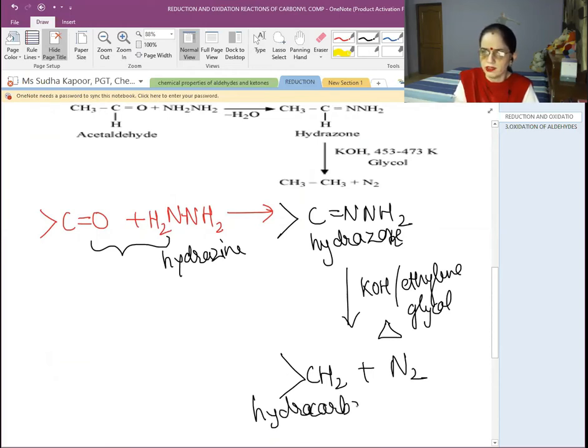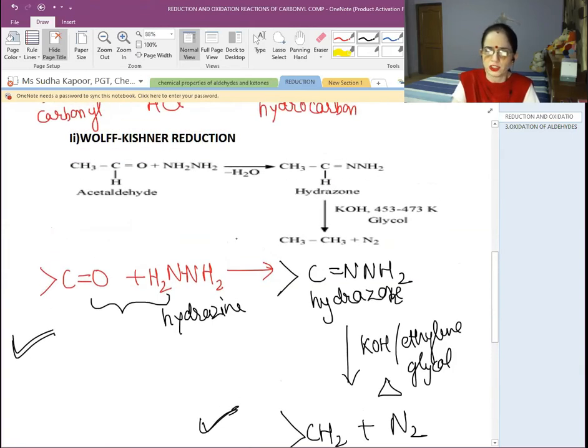A hydrocarbon is obtained when hydrazone is treated with KOH and ethylene glycol, followed by heating. So the first step is formation of hydrazone and the second step is formation of the hydrocarbon. This reaction is known as the Wolff-Kishner reduction.